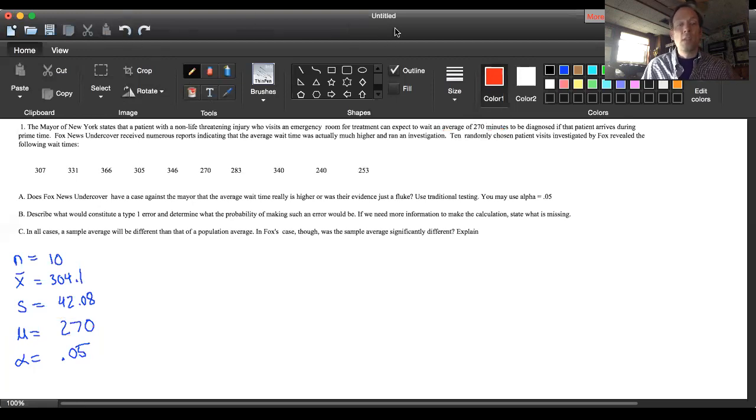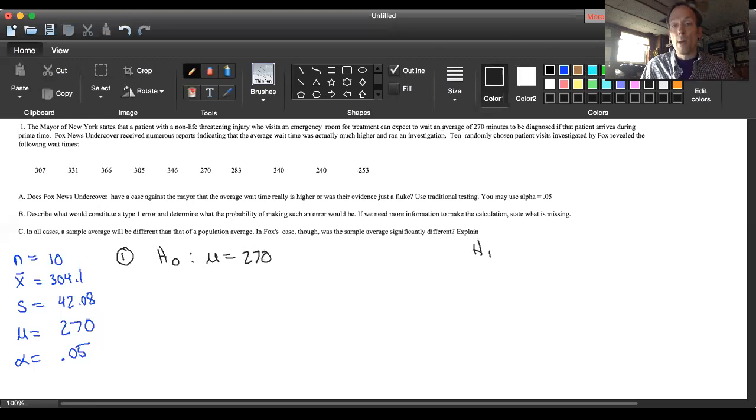Okay, so now that we have all the important information that we're going to need, I'm going to start to set up my H0 and my H1. We're going to follow the same pattern we ordinarily do for the null hypothesis. I'm going to set mu equal to my population average of 270 minutes.